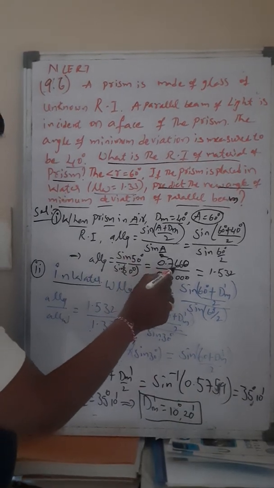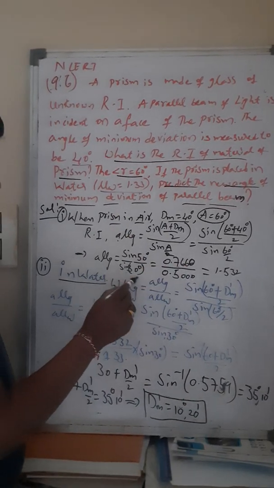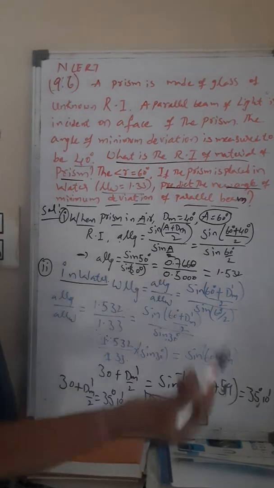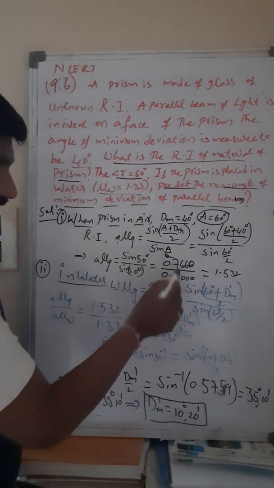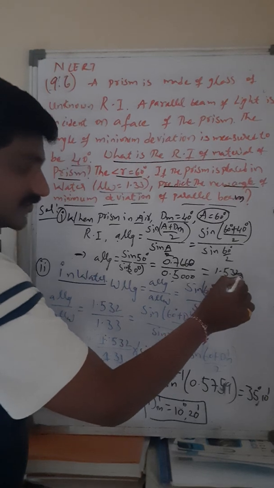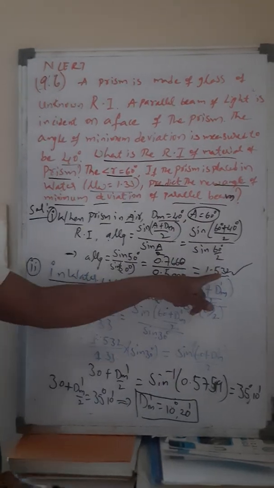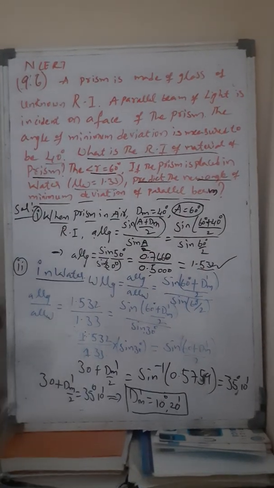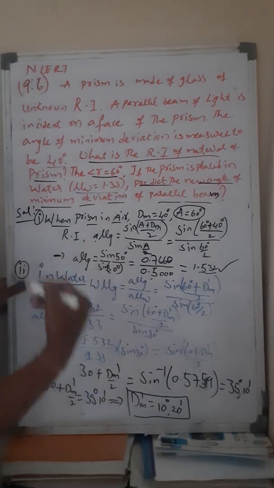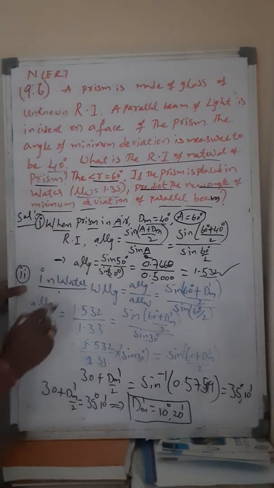Sine 50 is 0.7660, by sine 30. Sine 30 is 0.5, we know, so 0.5. If you divide that, we have 1.532 as the answer. This is the refractive index of the prism material. Now, that is when it is in air. Next, the case of keeping it in water, question number 2.